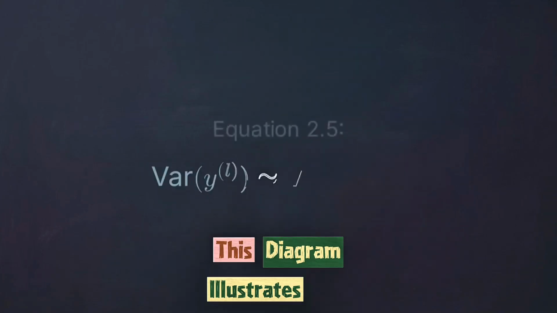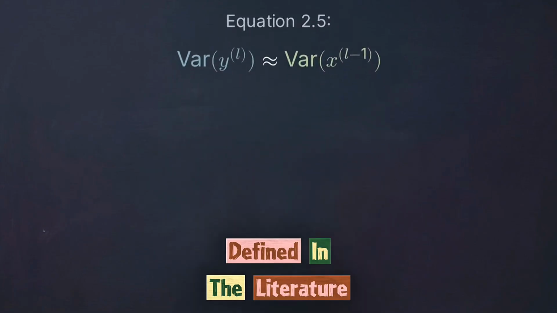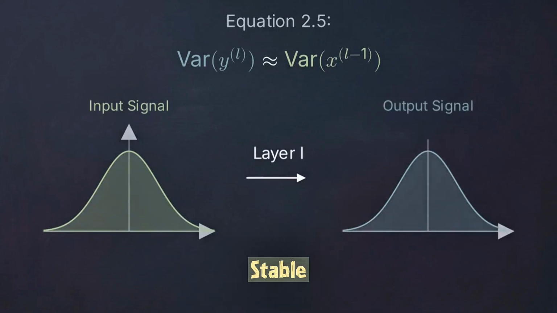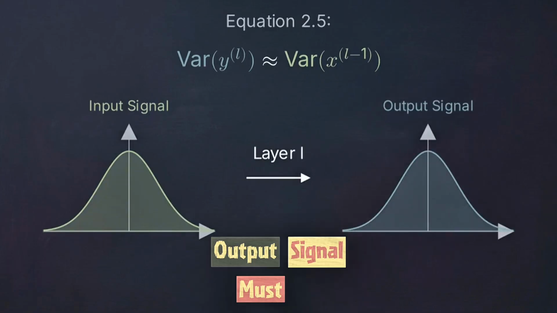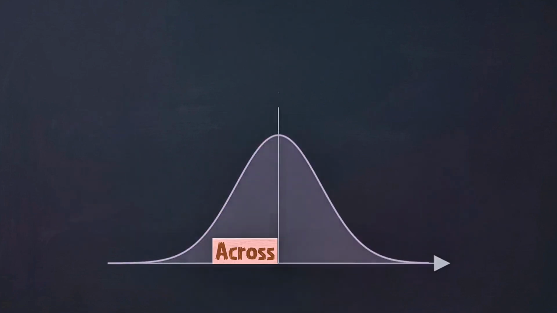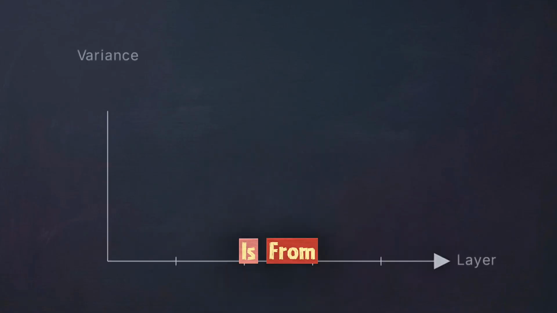This diagram illustrates the core mathematical law of initialization, defined in the literature as equation 2.5. To keep the network stable, the variance of the output signal must be strictly controlled to equal the variance of the input signal across every single layer. Variance is a statistical measurement of how far each number in the set is from the mean.